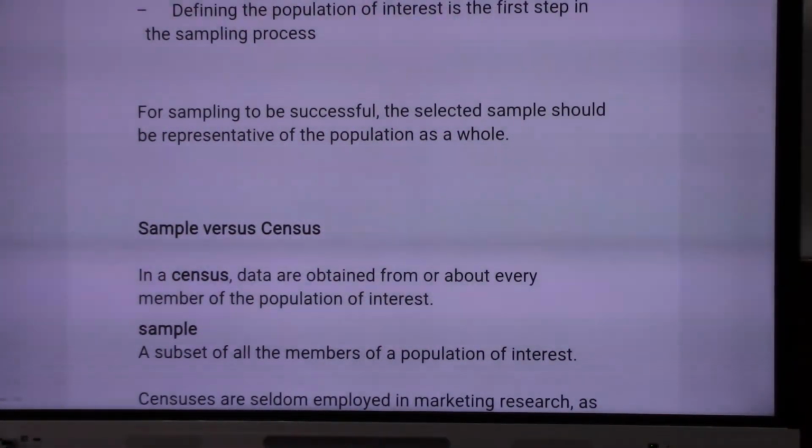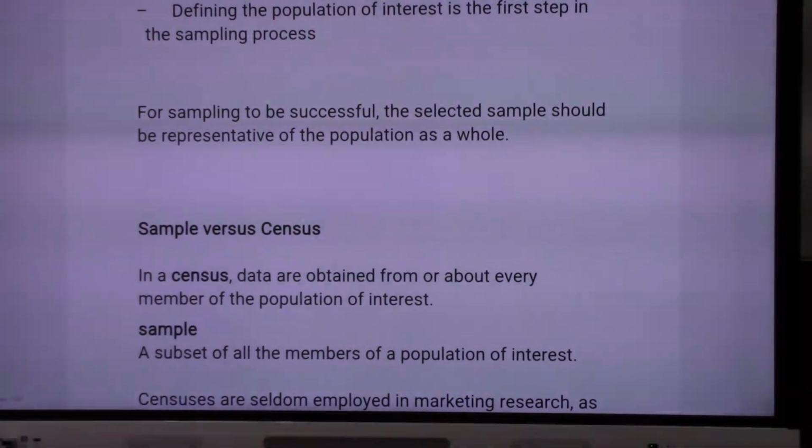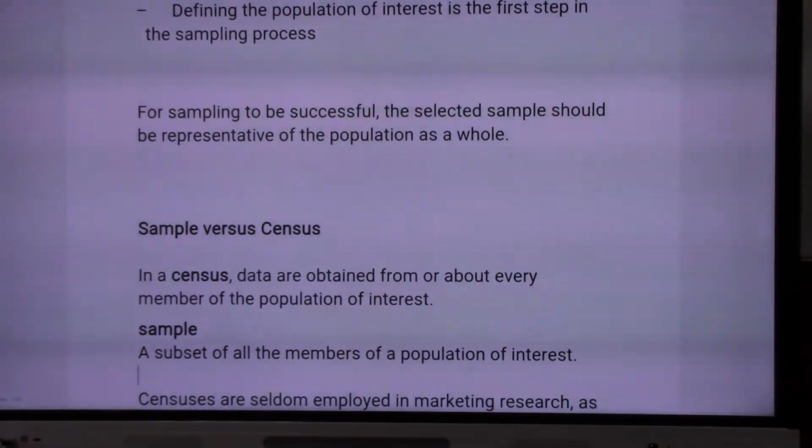Now we need to differentiate between two terms: sample and census. In a census, data are obtained from or about every member of the population of interest, which means that we get information from all members of the population. While in a sample, we collect information only from a portion of the population, from selected elements of the whole population.